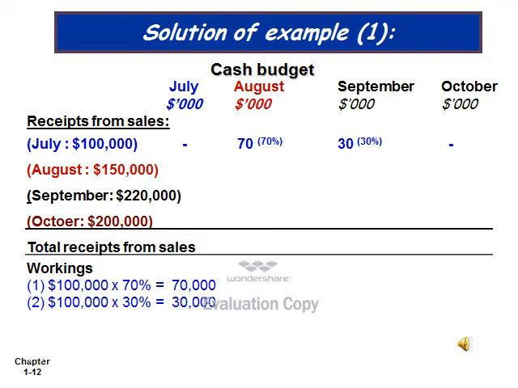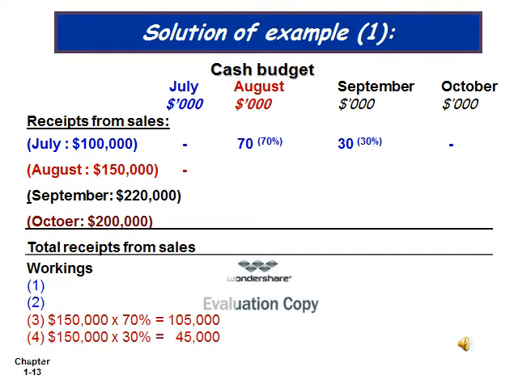Kindly look under the table. 100,000 times 70% equals 70,000. This amount will be received in August, and 100,000 times 30% equals 30,000. This amount will be received in September. The same as in August.